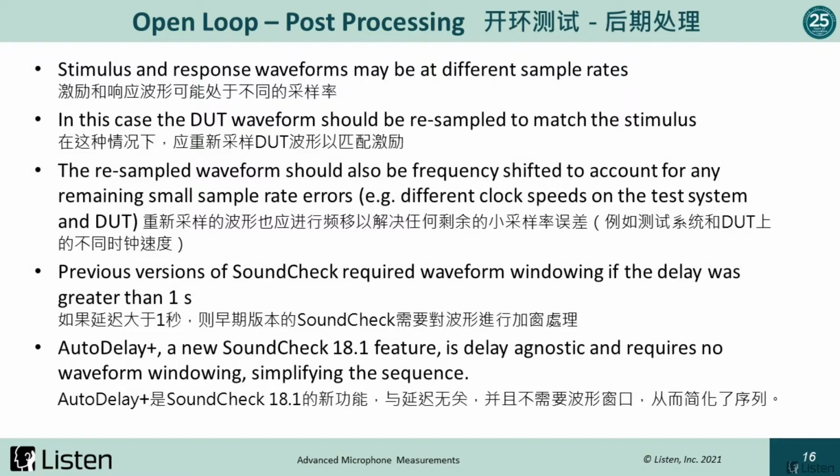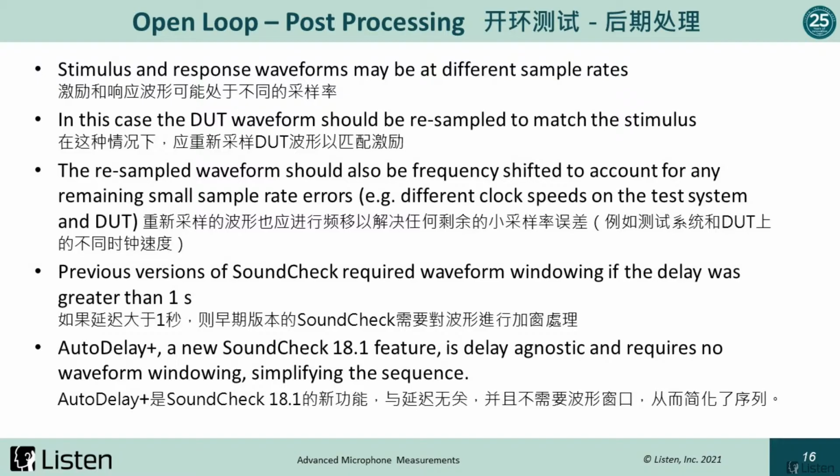But there's a new feature in SoundCheck 18.1. It's called Auto Delay Plus, and it's delay agnostic, and it requires no waveform windowing, which really simplifies these open loop microphone sequences. In prior versions of SoundCheck, you had to do a lot of post-processing to find the start of the waveform, determine how long it was, where the end was, and then pass it through a windowing step to remove any excess delay at the beginning of the waveform. But we don't have to do that anymore. So Auto Delay Plus is a real great benefit for people like me who are about to do an open loop microphone measurement.